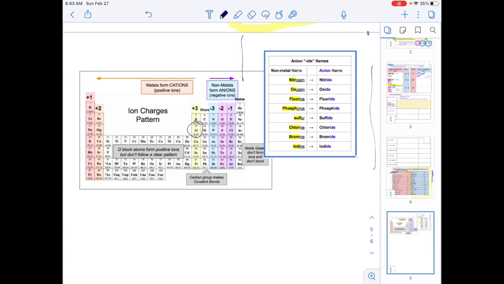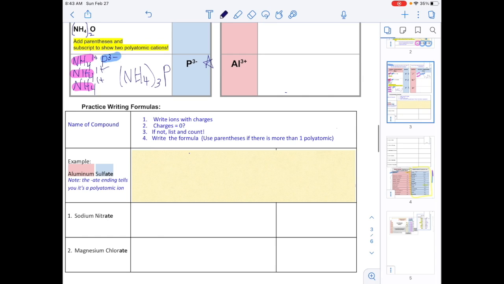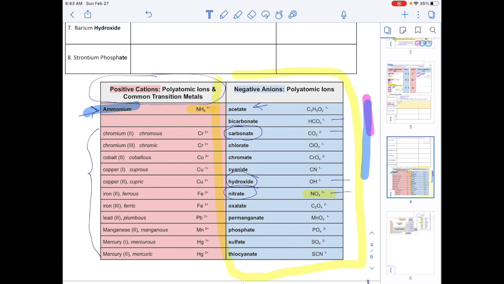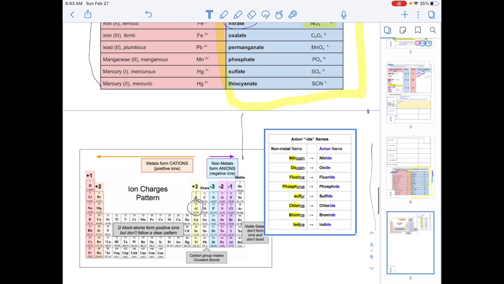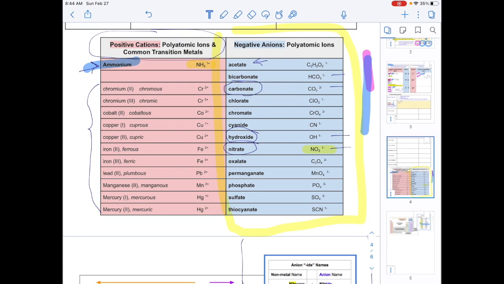And then, so I'm going to write Al +3. And then sulfate. The ATE ending hints to me that it's a polyatomic ion. So that's not just S, sulfur, because then it would say sulfide, right? Sulfur becomes sulfide. That is a polyatomic called sulfate.